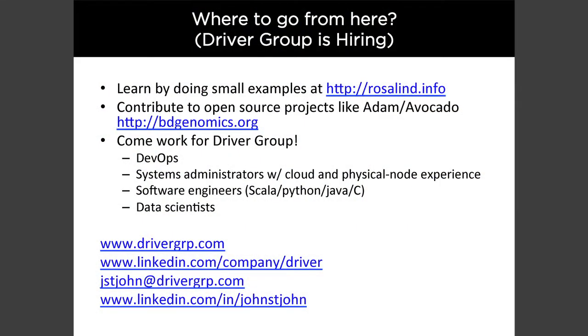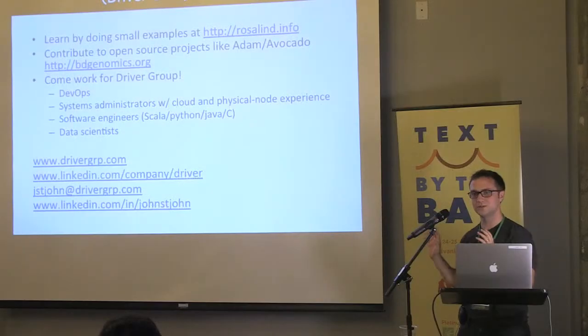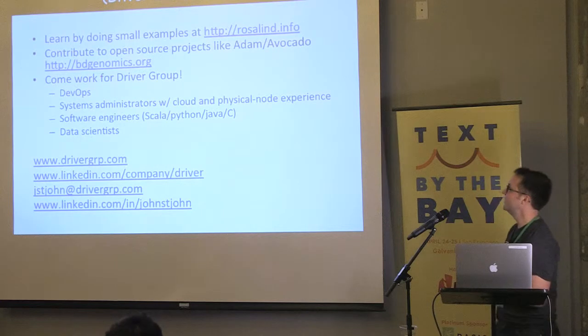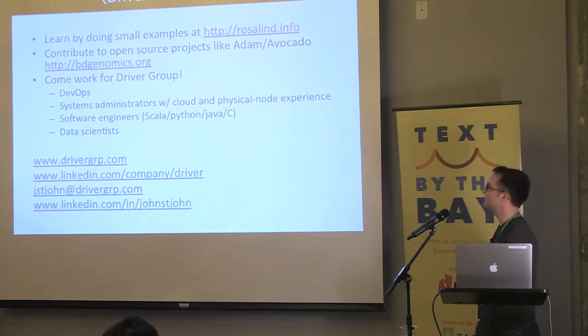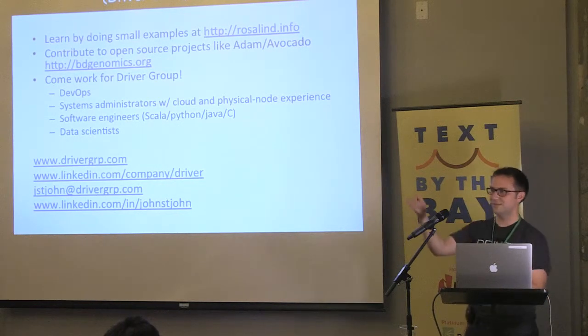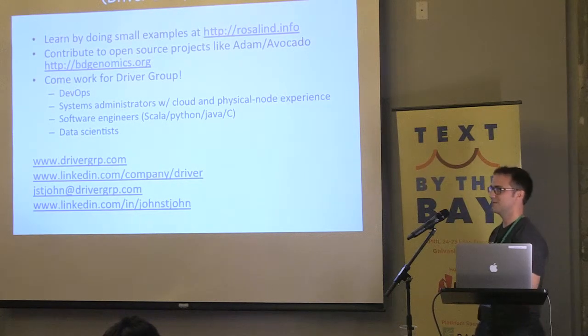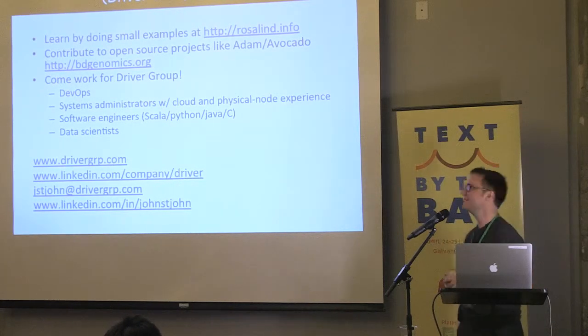So where do you go from here? Let's say you're interested in this and you want to get involved. You could go to websites like rosalind.info. They have a lot of bioinformatics resources. You can learn about the field and the different algorithms and all that. You can contribute to open source projects like the amazing one Frank in this room is working on. Go to bdgenomics.org or listen to his talk next.